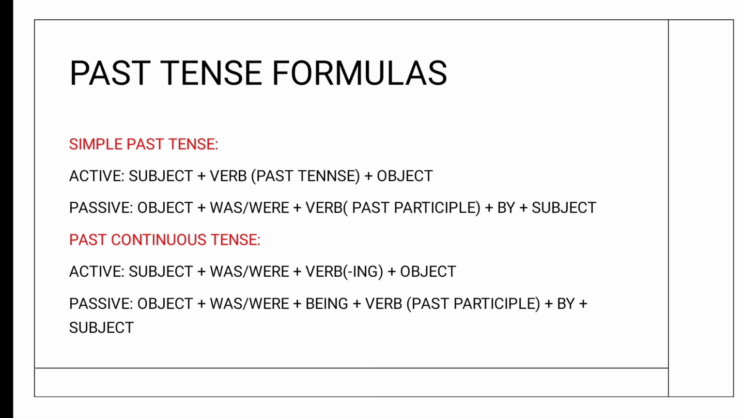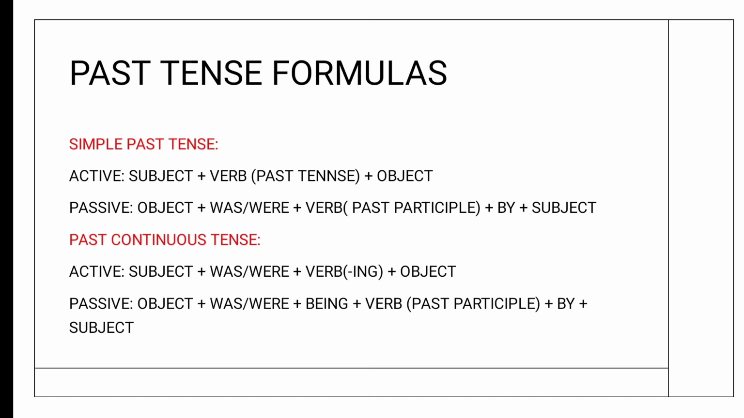Next, past continuous tense. What is the active voice formula of past continuous tense? That is subject plus was or were plus verb plus ing plus object. In the past continuous, we directly get be forms after the subject. So it is verb V1 plus ing form.